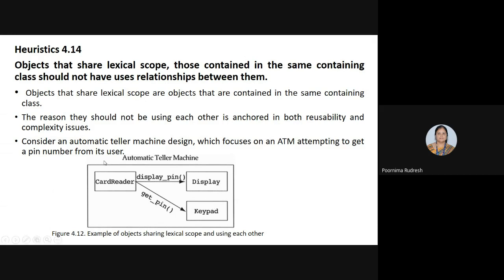So suppose I want to reuse the card reader, since it is associated with the display and keypad, what happens? Suppose I want to use this card reader at the door of the ATM room, so that if I insert the card, the door opens, right? Initially that was there, but nowadays all the rooms where the ATM is placed are open. So if I want to use the card reader at the doorstep, then along with this card reader, I have to have the display and keypad. Why? Because these two are associated with the card reader.